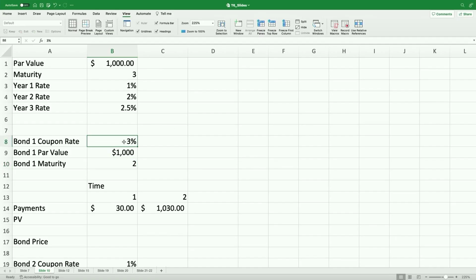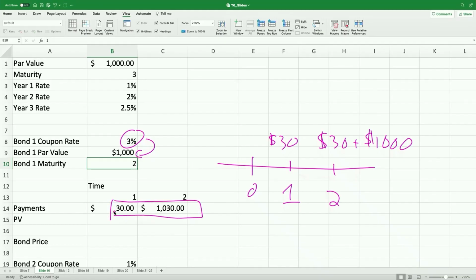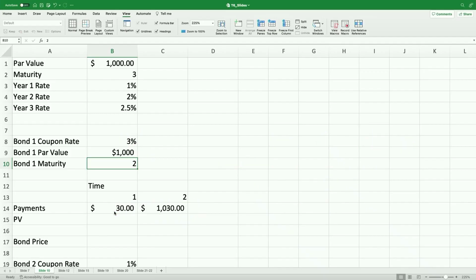A bond that has a 3% coupon rate, a par value of 1,000, and matures in 2 years, let's think about what those cash flows look like. Here's time 0. 1 year from now, we're going to get 3% times the par value, that's 30 bucks. 2 years from now, same thing, plus that big lump sum value of 1,000 at the end. So hopefully it makes sense that the stream of payments will be 30 at time 1 and then 1,030 at time 2. So hopefully that stream of payments makes sense.